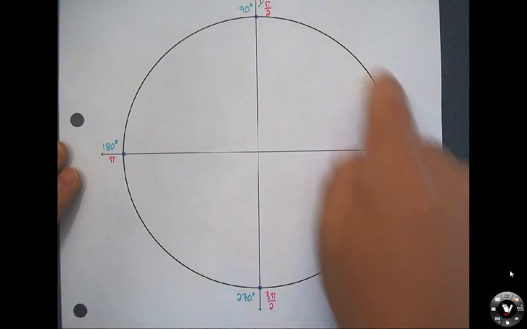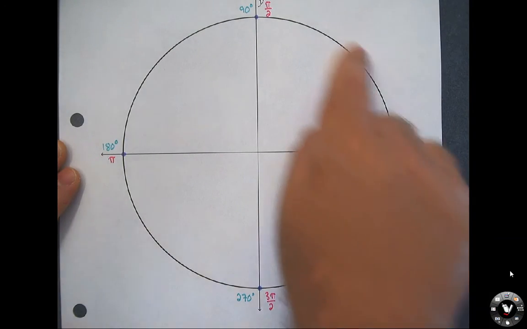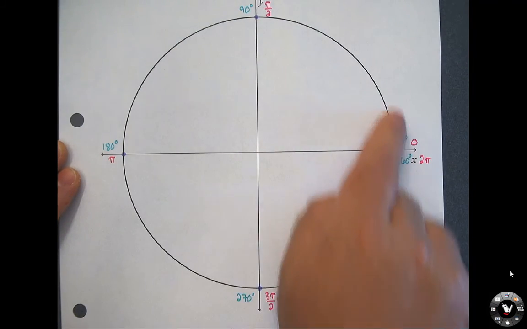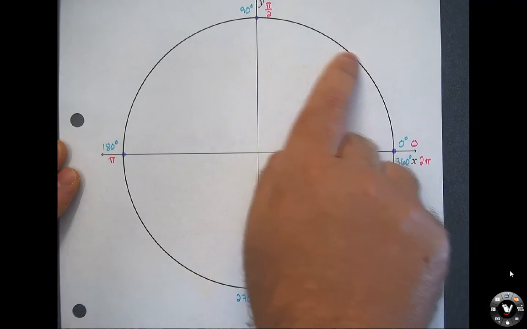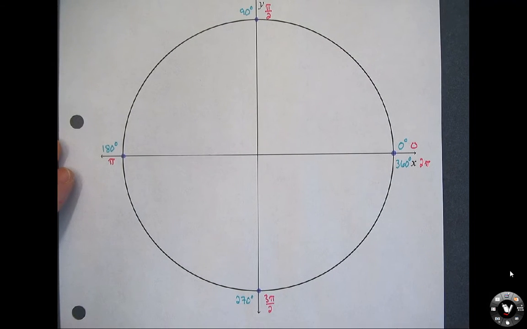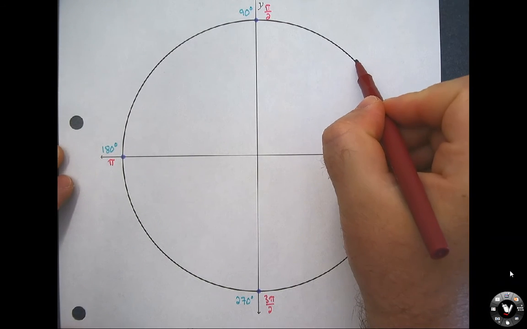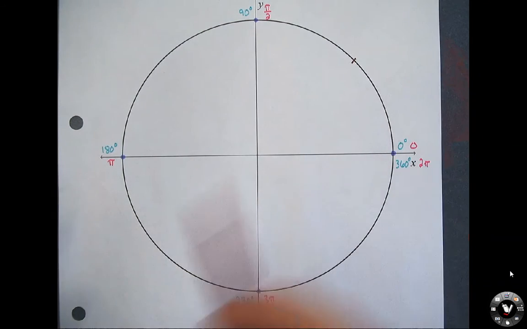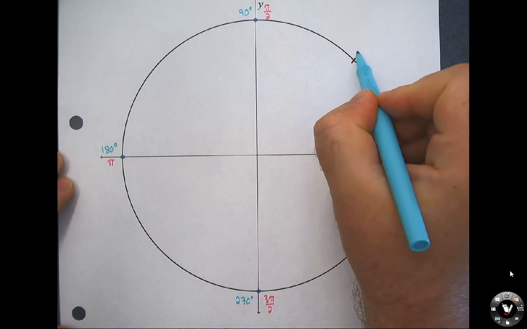So we went all the way around the unit circle, then we cut that distance in half, then we cut that distance in half, and now we're going to cut this distance in half again, and we get... Usually it's easier to do degrees first. So what's halfway to 90? That would be 45 degrees.